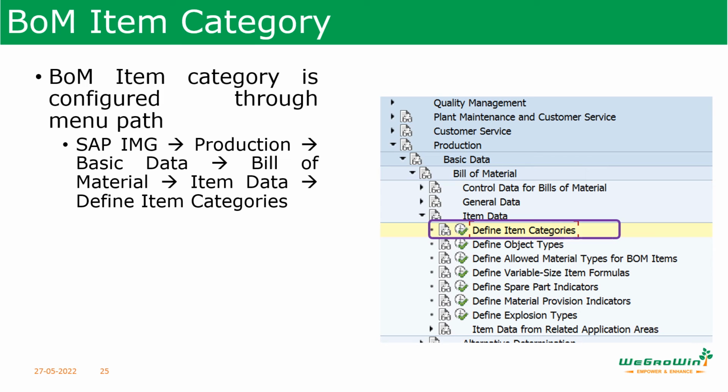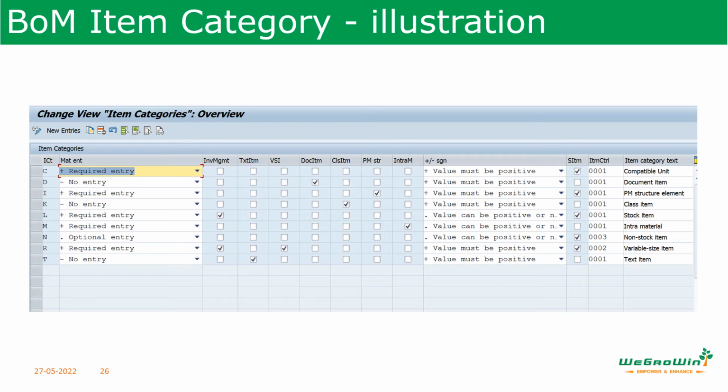Next is the BOM item category. BOM item category defines the attributes and functions of a BOM item. It controls the fields and also the selection of detailed screens in BOM maintenance. Configuration path is shown here. A BOM can contain different types of items related to manufacturing the production order. For example, it may contain pipeline items, or stock items, or document items, or text items. Like these, different items will be there. Those item categories are defined here.